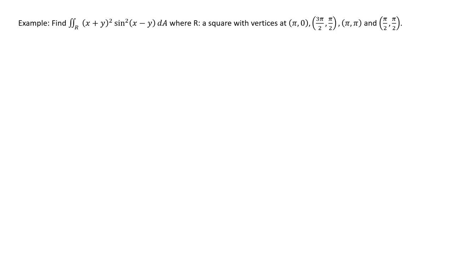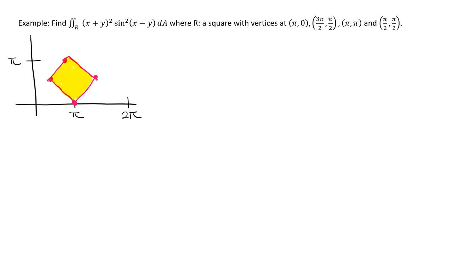We want to integrate x plus y squared times sine squared of x minus y over a region that is a square with vertices at the following locations. So I'm going to go ahead and sketch that square. I just plotted the 4 points given, in the xy plane: pi, 0, then 3 pi over 2, pi over 2, pi, pi, and pi over 2, pi over 2. And I have this slanted square here. So that's the region over which we're integrating.